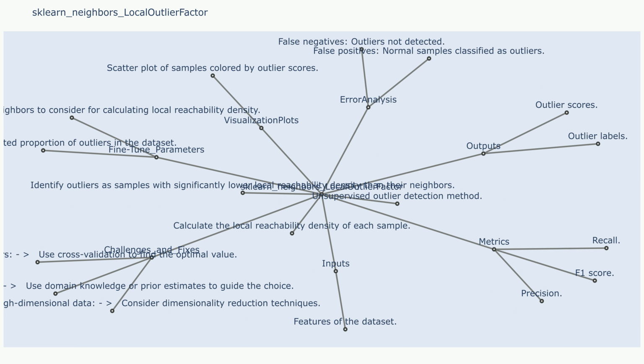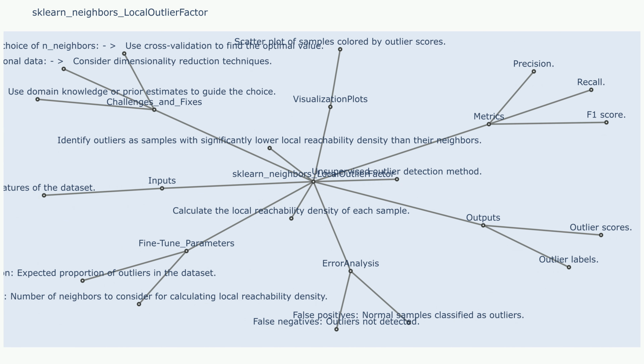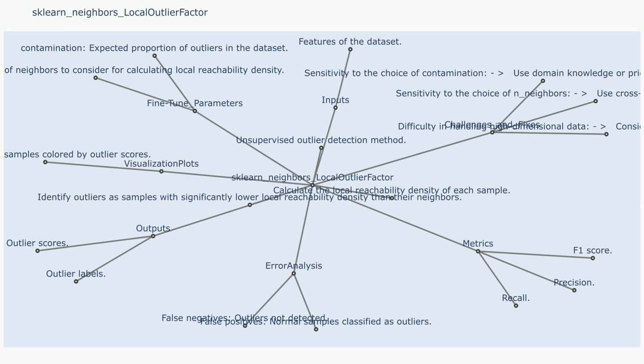Outputs: negative_outlier_factor, a 1D array of shape (n_samples), representing the LOF scores for each data point. Higher scores indicate a higher degree of outlierness. Labels: a 1D array of shape (n_samples), containing labels for each data point. 1 represents outliers, -1 represents inliers, and 0 represents borderline points.